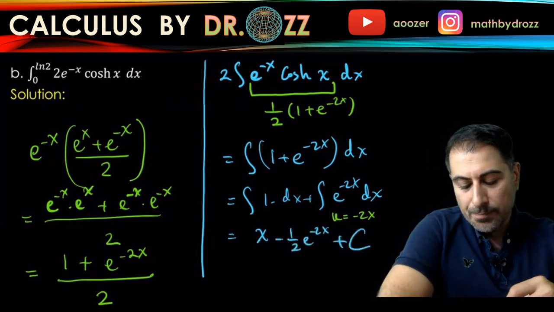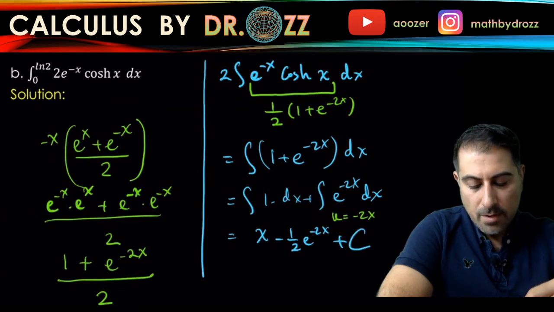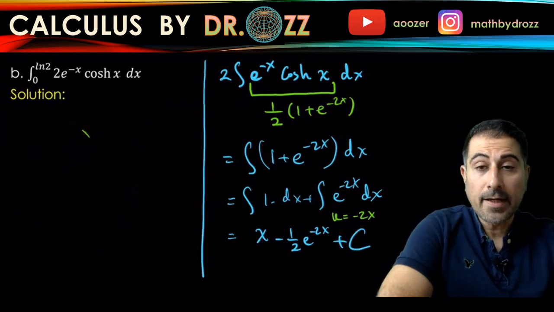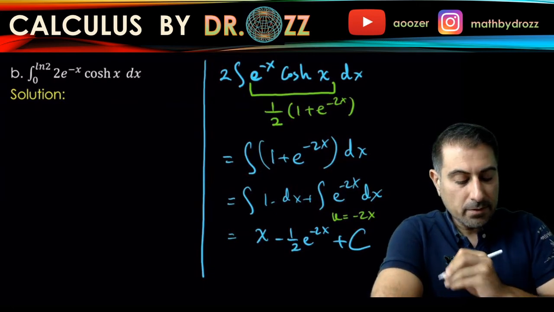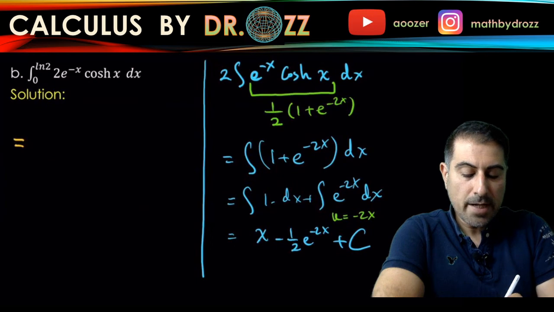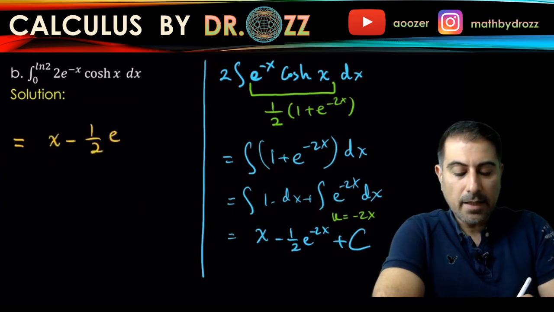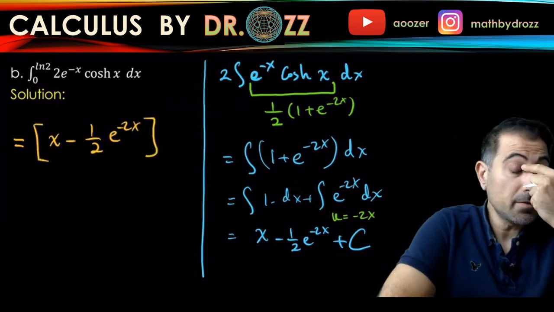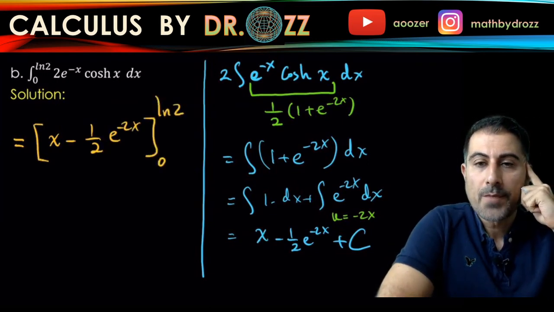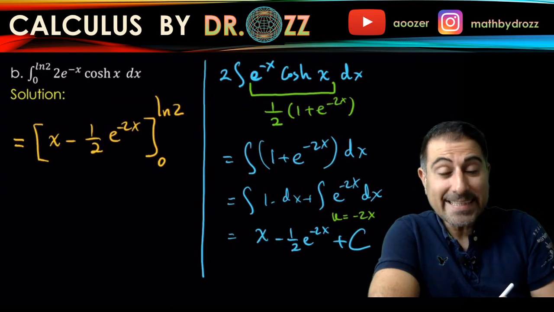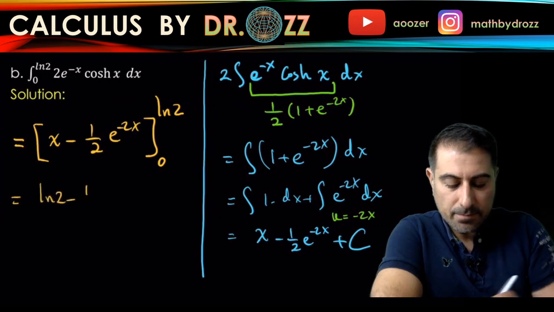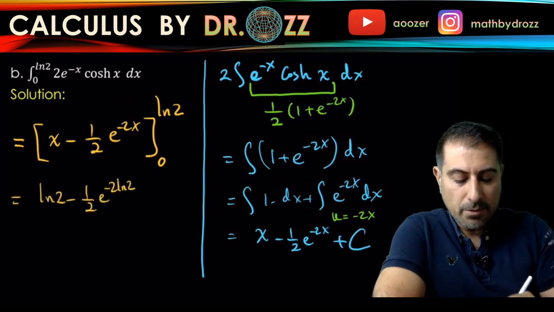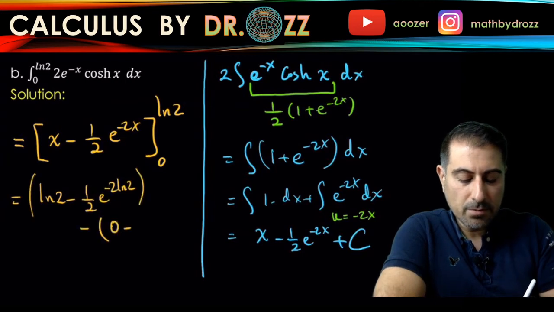Okay, so we have this result right now, and towards the calculation of the definite integral, I don't need to carry forward the integrating constant. So I'm going to go ahead and write this integral as x minus 1/2 e to the minus 2x, lower limit is 0, upper limit is ln2. I'm going to write down the upper limit first, plug that in first. ln2 minus 1/2 e to the minus 2 ln2, minus 0 minus 1/2 e to the minus 2 times 0.